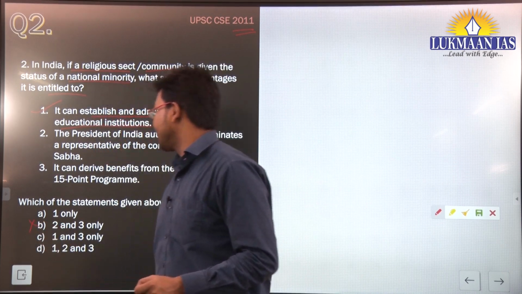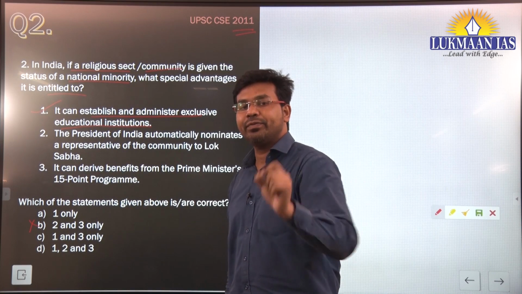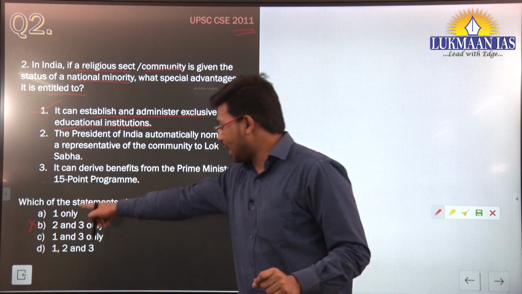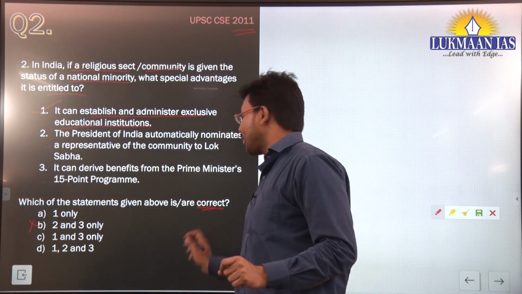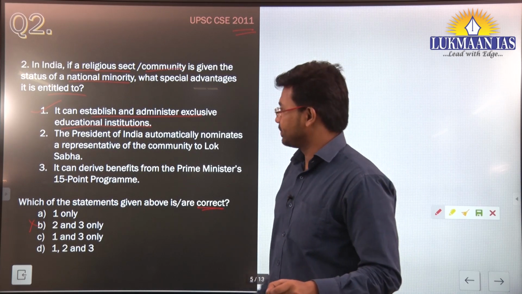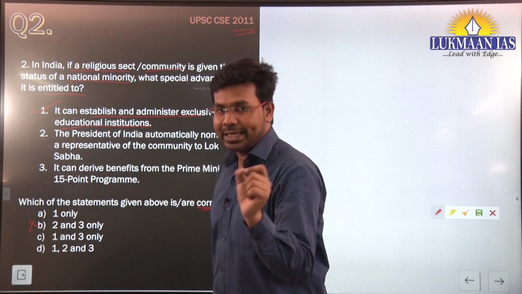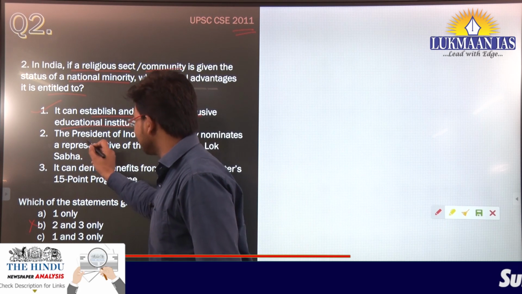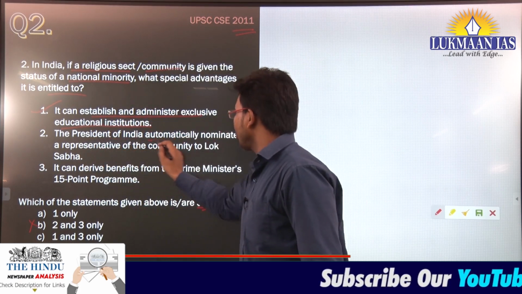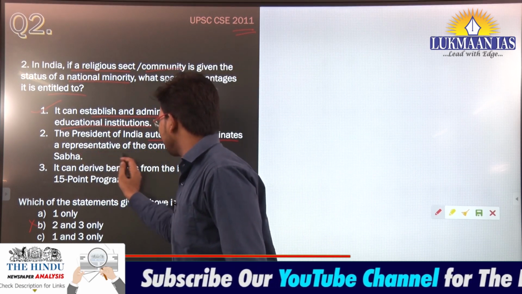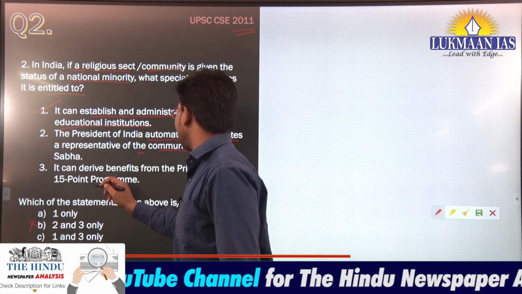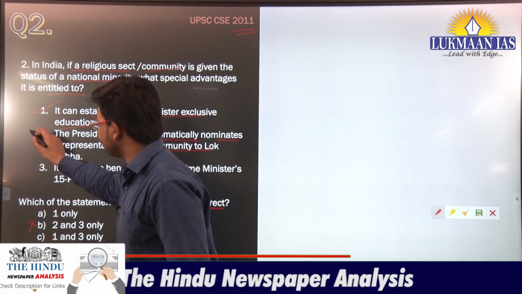If this statement is correct, we can eliminate option B, because option B does not have 1 as part of the correct option, and here we have to find the correct answers. Now let us take the second statement. It says the President of India automatically nominates a representative of the community to the Lok Sabha. So this statement is incorrect.